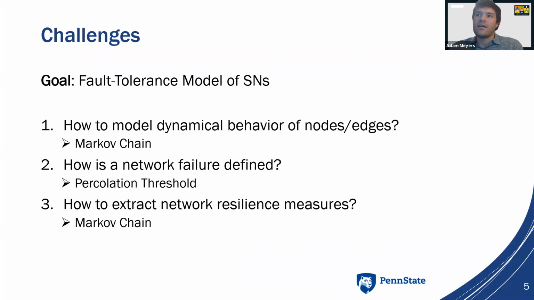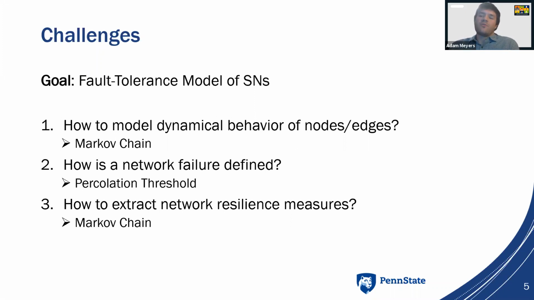So our goal in this project is to come up with a fault tolerance model of such networks. And fault tolerance is critical, of course, for any network, not just stochastic networks, because we want the network to function as it's supposed to. Some key challenges in studying these networks and coming up with the fault tolerance model: the first one is, how do we model the dynamical behavior of the nodes? This will essentially be governed by differential equations. And for this, I'm going to propose a Markov chain specifically.